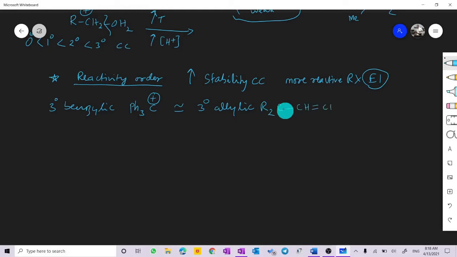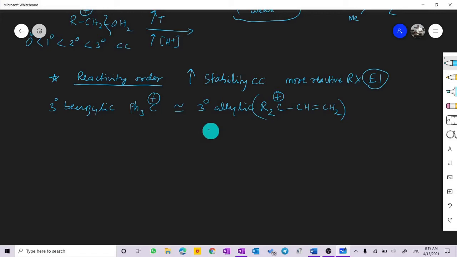Suppose you have this allylic type. Here you have this carbocation that is formed, so this is more stabilized. It's almost comparable with this. There will be a slight difference based on the number of resonance structures that are formed. The greater the number of resonance structures formed, the greater the stability of the carbocation, and hence the more reactive it is in the E1 reaction.